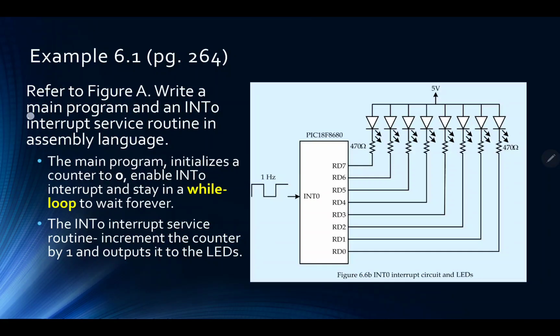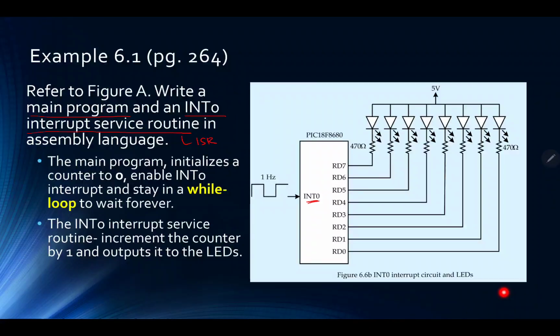It says write a main program and interrupt zero interrupt service routine. So this interrupt service routine is what we call a subroutine. So this is the given circuit. You can see the interrupt zero, there is a frequency square wave signal which is actually coming in. The question says initialize a counter, enable interrupt zero and stay in the loop.